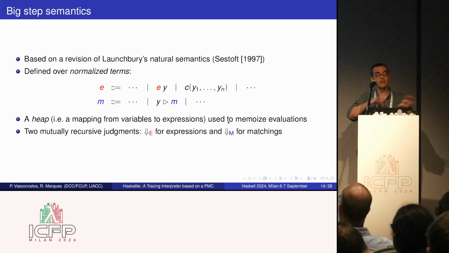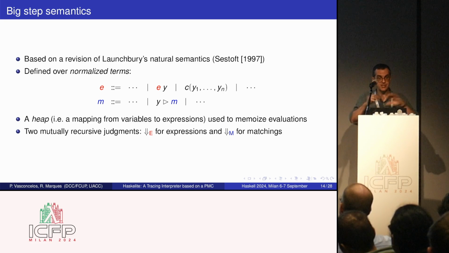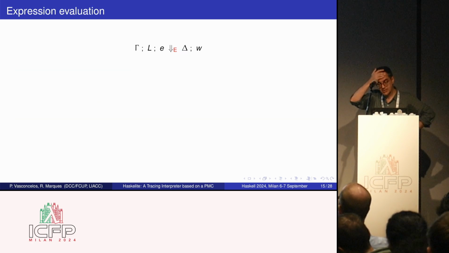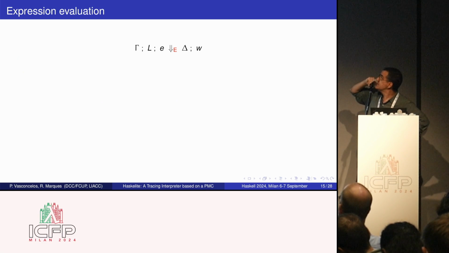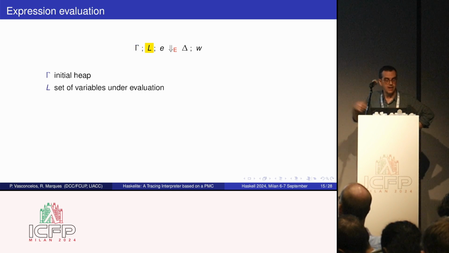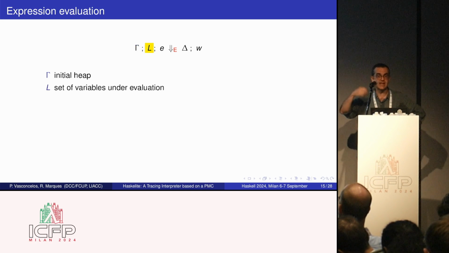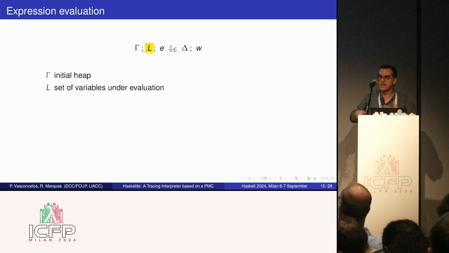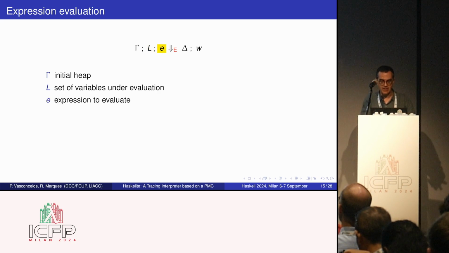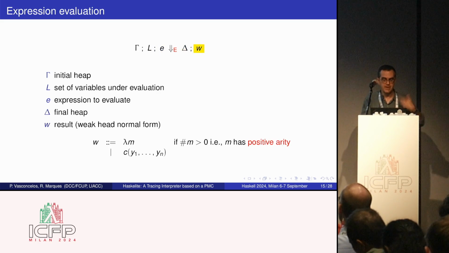And there are 2 mutually recursive judgments: evaluate expressions, evaluate matchings. So let's look at what the shape of the judgment looks like. This is just like Launchbury semantics for expressions. So this is the initial heap. This is a technical add-on, which is a set of variables that are under evaluation. It's only required to define the notion of freshness. And then we have the expression, the final heap, and the result.